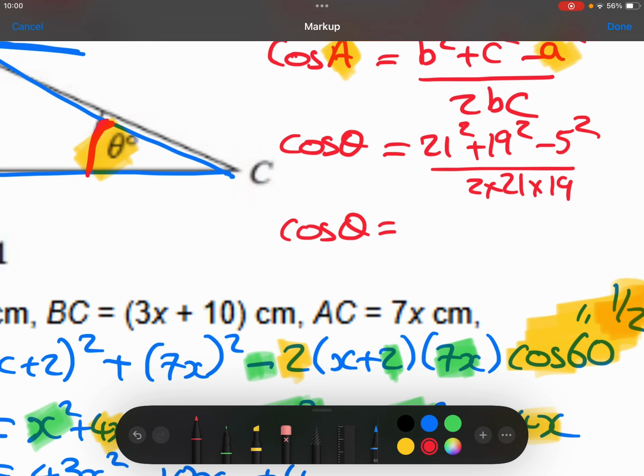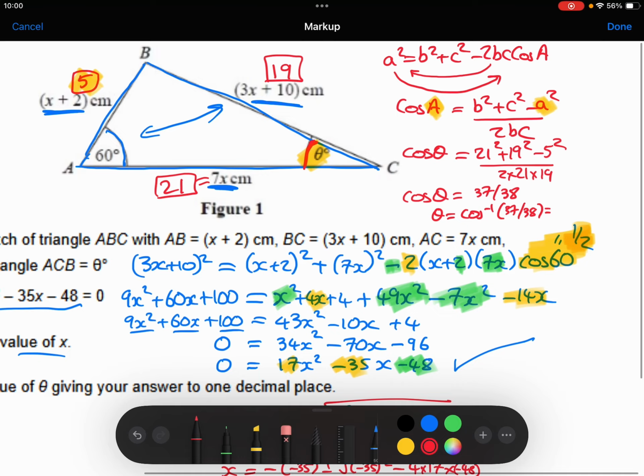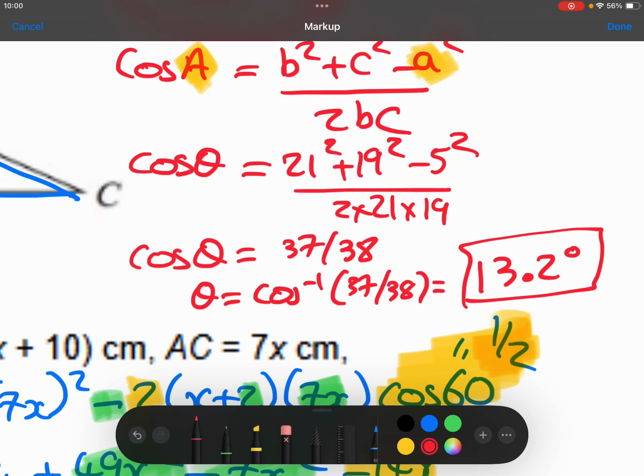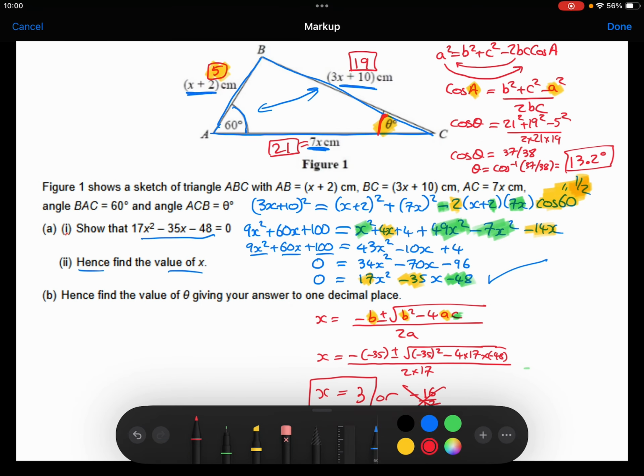Putting that into my calculator: 21 squared plus 19 squared minus 5 squared, divided by 2 times 21 times 19. We get 37 over 38. We'll do cos inverse to that. So shift cos, answer, and we get 13.2 degrees to 1 decimal place. And that's my answer to part B.